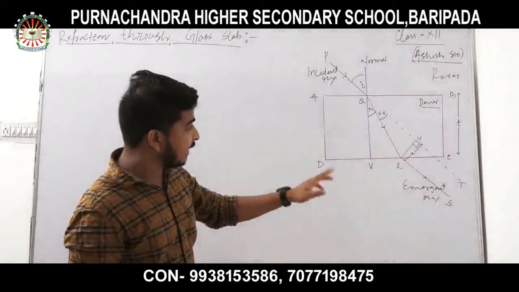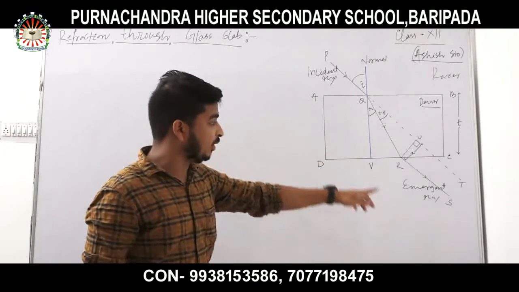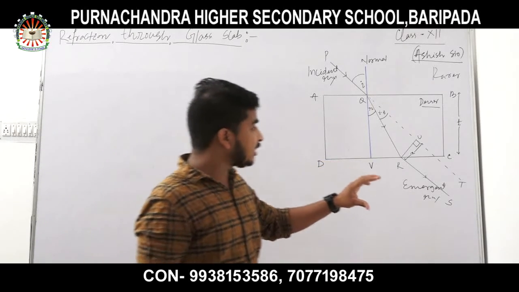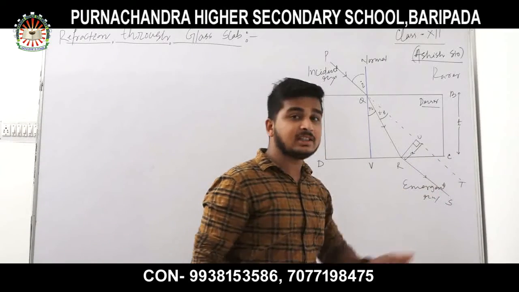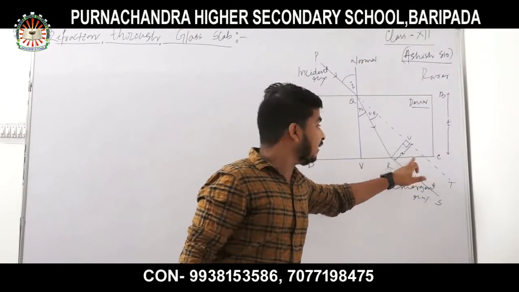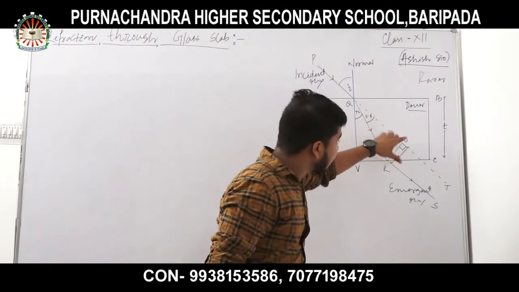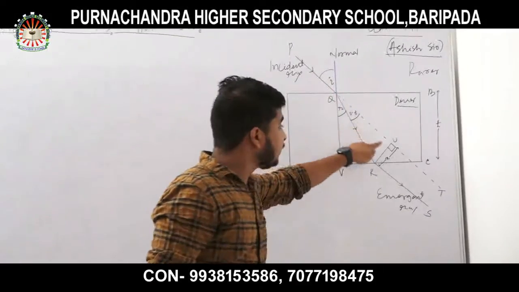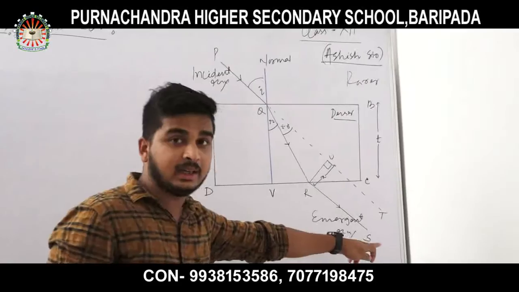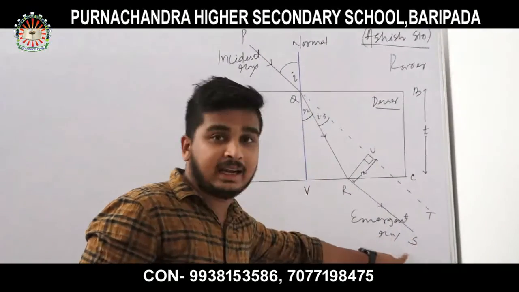The directions of the incident ray and the emergent ray are parallel to each other, and the direction is the same. The ray is not deviated, but the two rays are parallel and have a shift. Look at the figure. If the glass slab were not there, the ray of light would go through PT. Because the glass slab is here, the emergent ray goes through R and S.